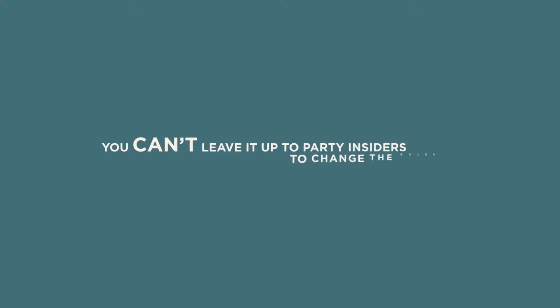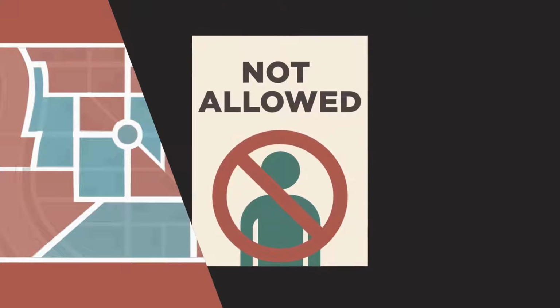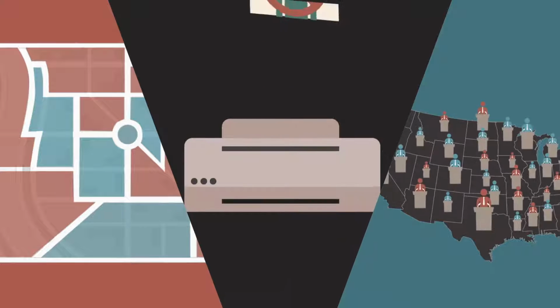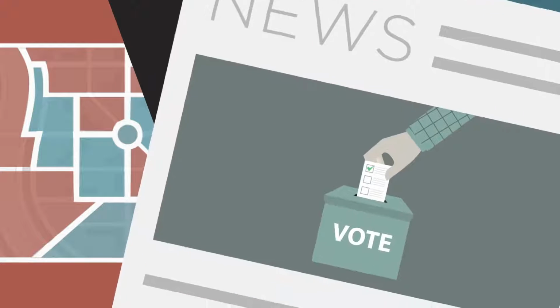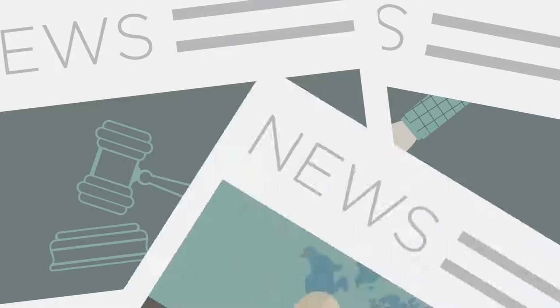But you can't leave it to party insiders to change the rules. They'll protect their interests by doing everything they can to prevent independent-minded voters from participating meaningfully. They will fight changes at the ballot box, in courtrooms, and in the news.